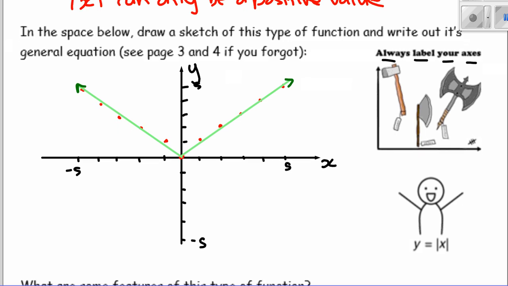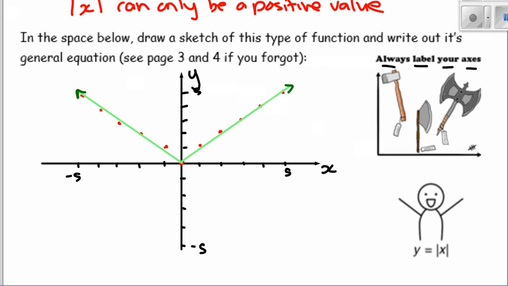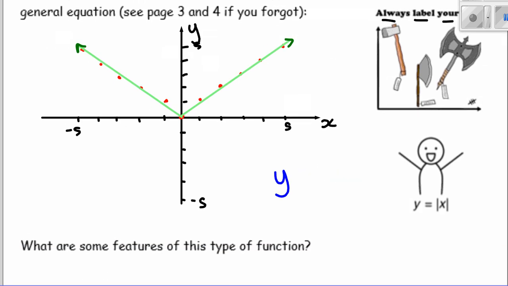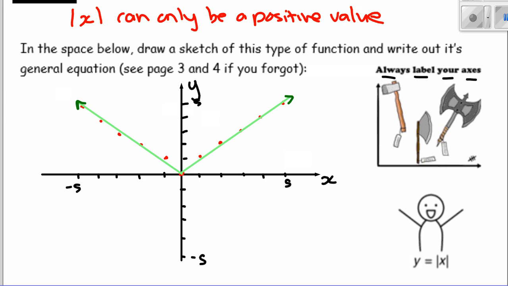The general equation is just y equals the absolute value of x in general. That's what that thing is. If you prefer, you can write it up here. Some people like to write it where the function is, so let's do that. Y equals the absolute value of x. It's kind of nice now, doesn't it?